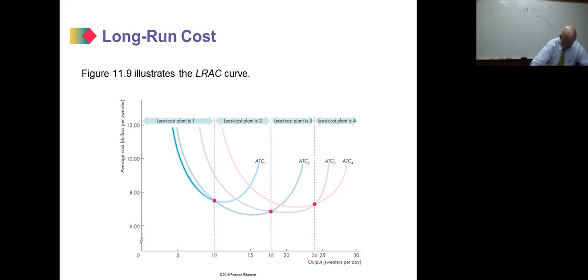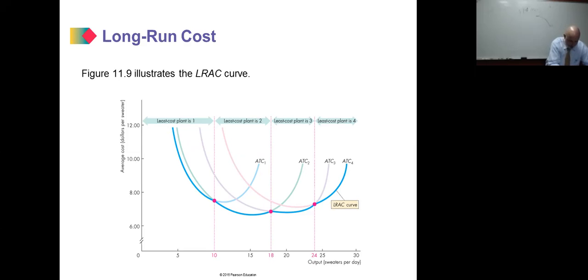Now, along these curves, economies of scale occur when average cost falls as output increases. So notice initially, if output is increasing and cost is decreasing, we have economies of scale.